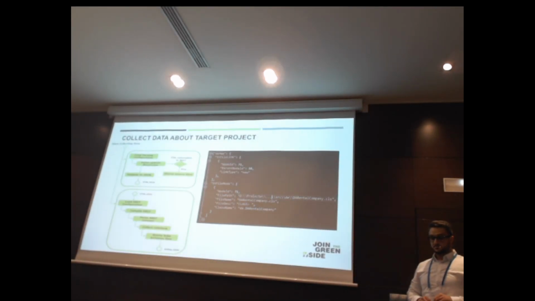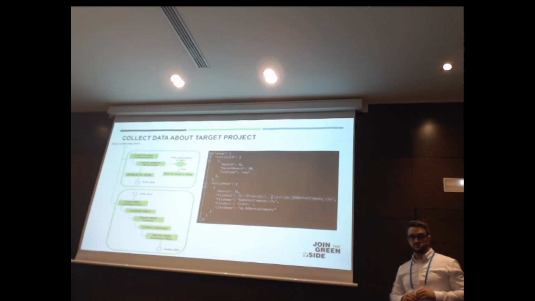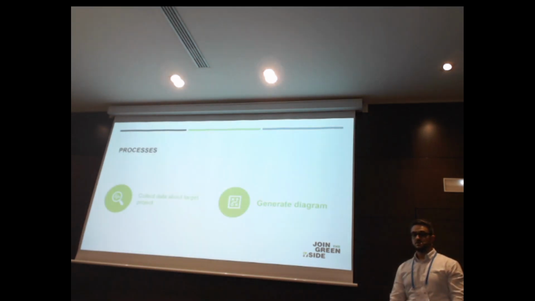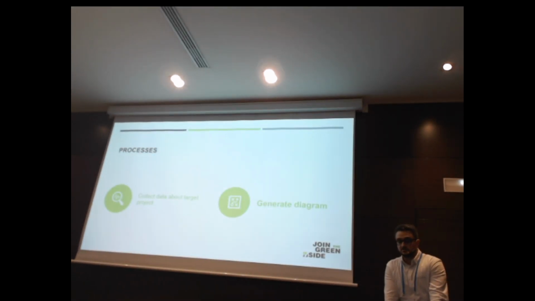As a last step in the process, the links and nodes will be stored and exported as a JSON file. This set of data represents the basis for the second process of the tool, the generate diagram process. The second process is the one that generates the diagram. It only works as long as the data collected in the first process is available in the form of the JSON file we mentioned before.